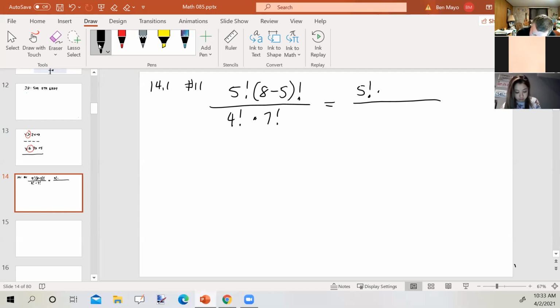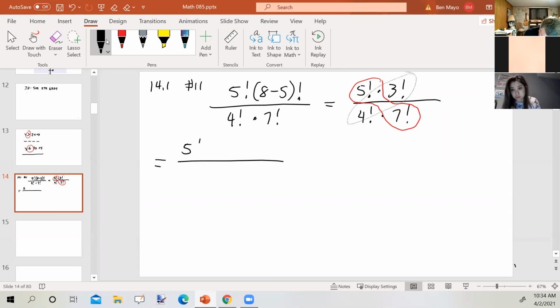Okay. 8 minus 5 is 3. So we get 5 factorial times 3 factorial over 4 factorial times 7 factorial. Well, let's see. I could take these two and reduce them down, and I could take those two and reduce them down. So for instance, 5 factorial on top, I'm going to take 7 factorial and write it as 7 times 6 times 5 factorial on the bottom.